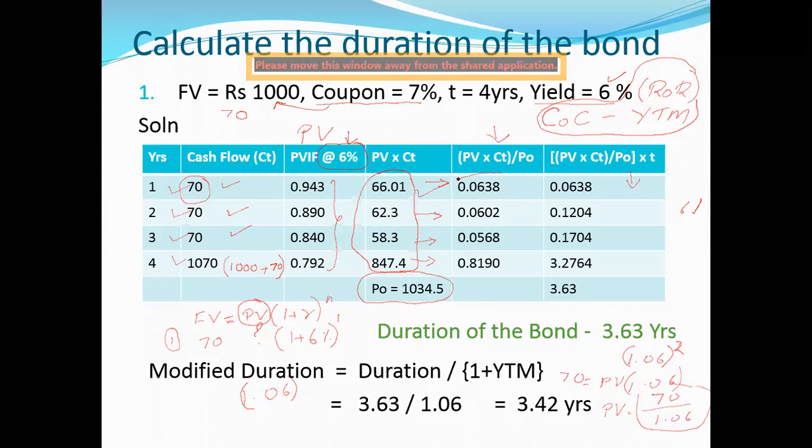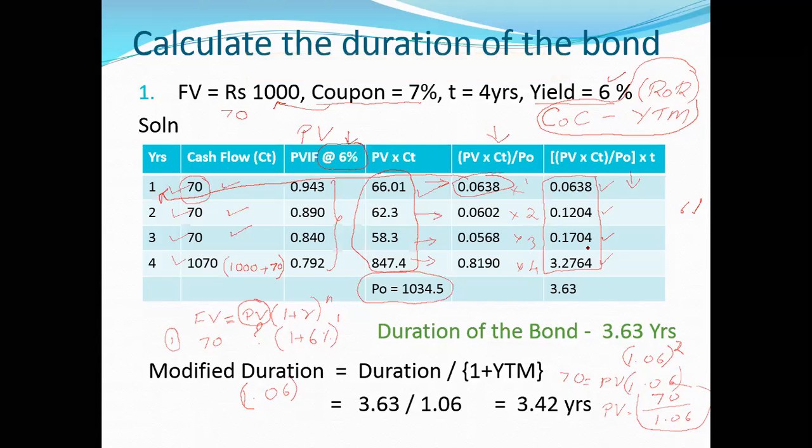Whatever answer that you have got here, multiply it with the number of years, time. So it is 0.638 into 1. Here it will become 2, 3, and 4. Multiply this. You will get these answers. Check it out. Try it out on yourself. And once you get all these answers, take the sum of all this. And when you take the sum, this is going to be your duration.